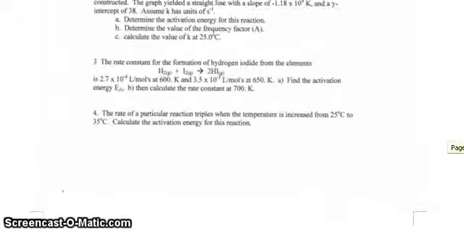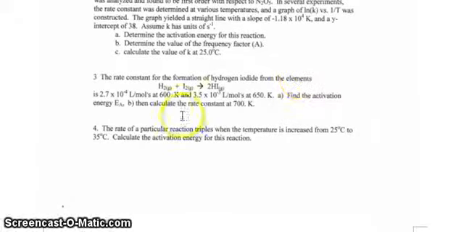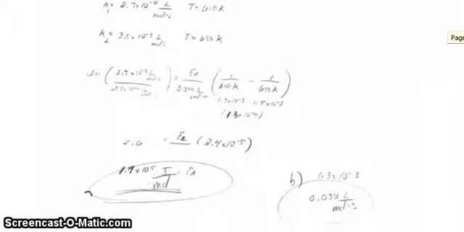Then in the third problem, you are given the rate constant at a certain temperature, and the rate at another. You're going to find the activation energy, and then find the rate constant at a new temperature. So if we want to just go down, and please feel free to pause to take a look at my work. What I got was the activation energy is 1.7 times 10 to the 5th joules per mole. And that is my value for the k.